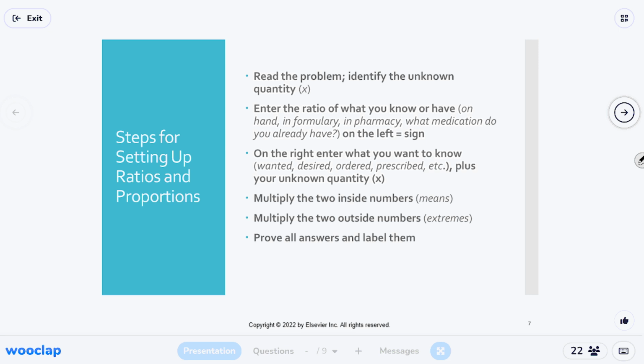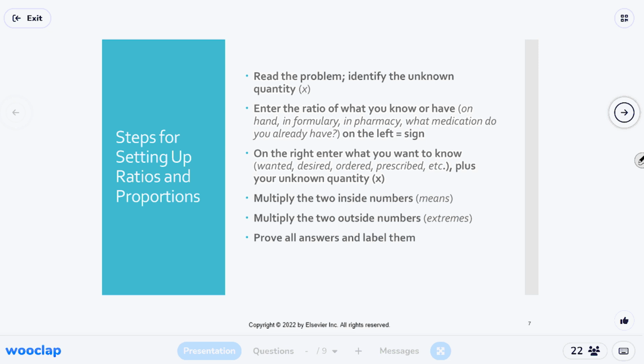So first, read the problem, identify what the unknown is. That means we need to read it and figure out what we're trying to find. When we look at these word problems in a second, it's going to be all about finding out what we don't know. And you'll see this example coming up. I'm just going to walk through this and then we'll do this together in practice. And so that's the first thing.